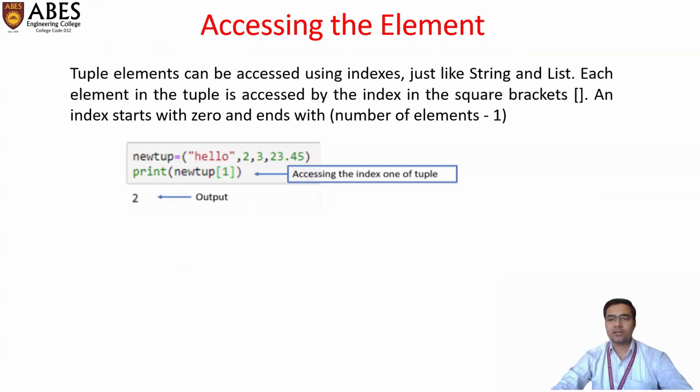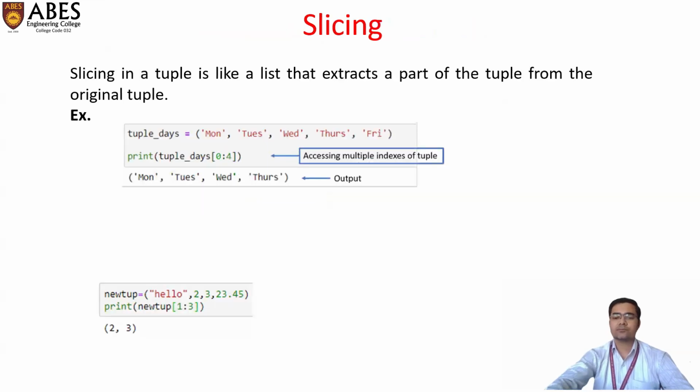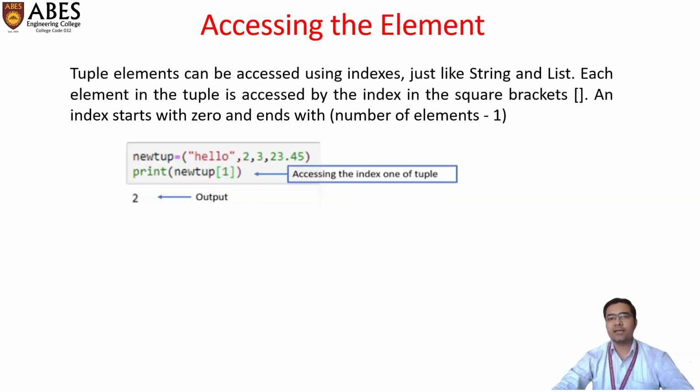Accessing the elements is very simple, like list and string. In a tuple also, we can access any element with the help of square brackets.